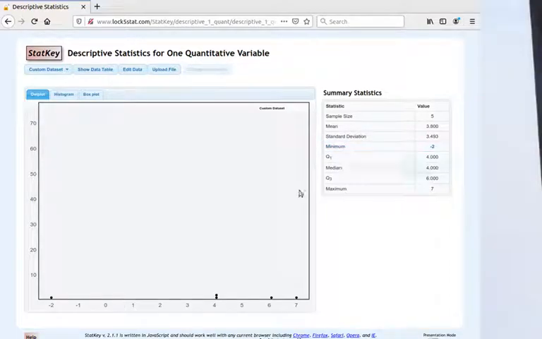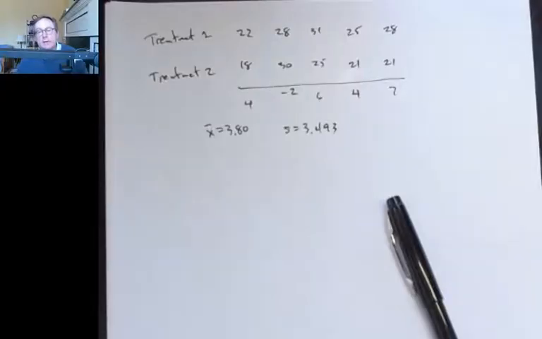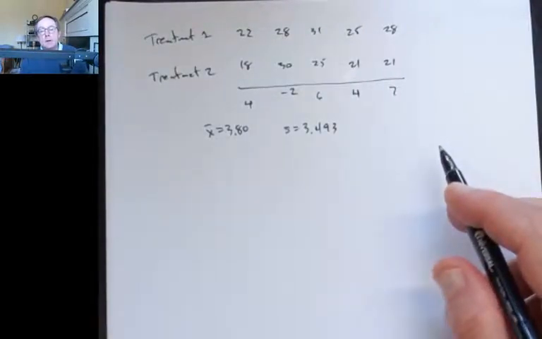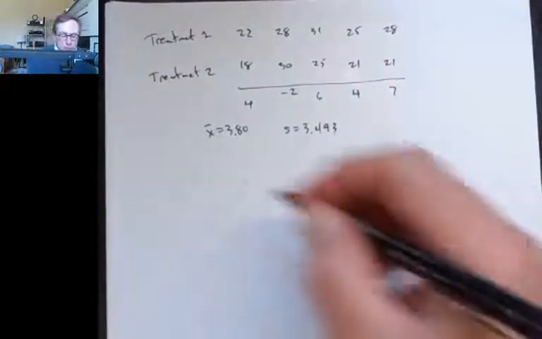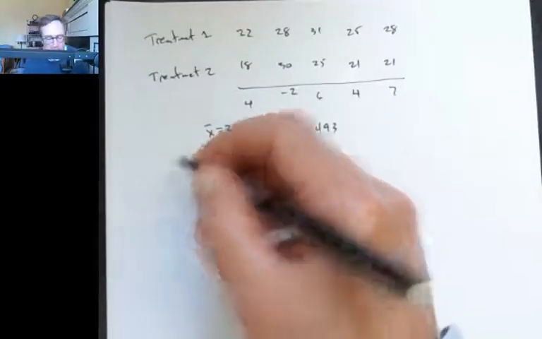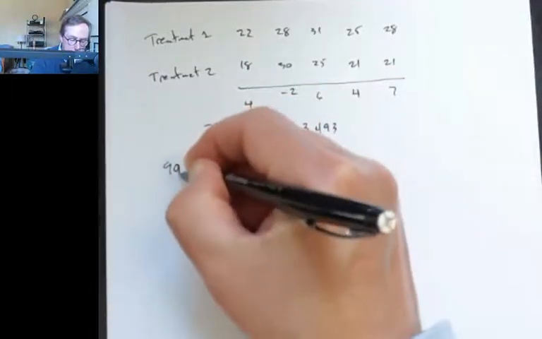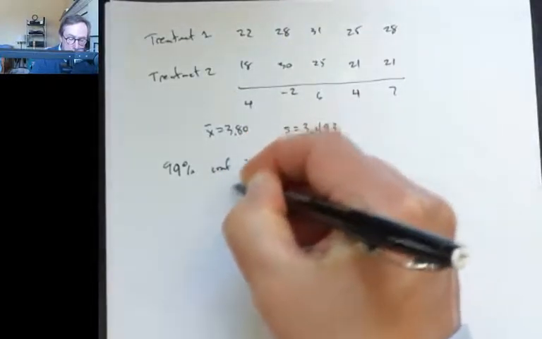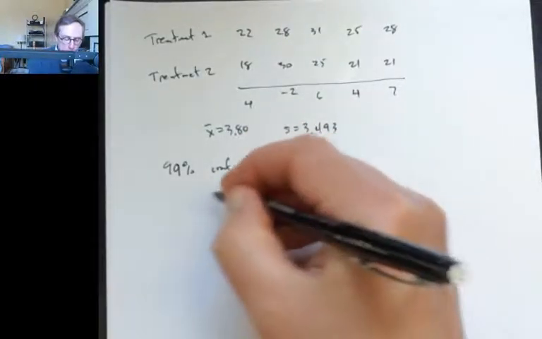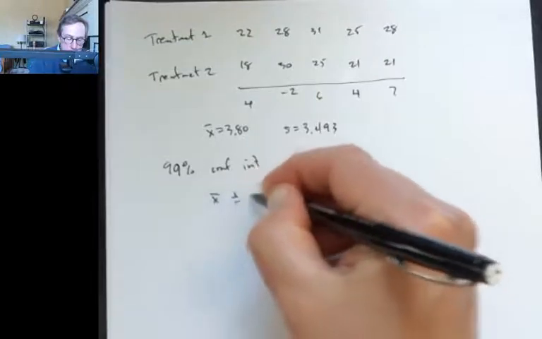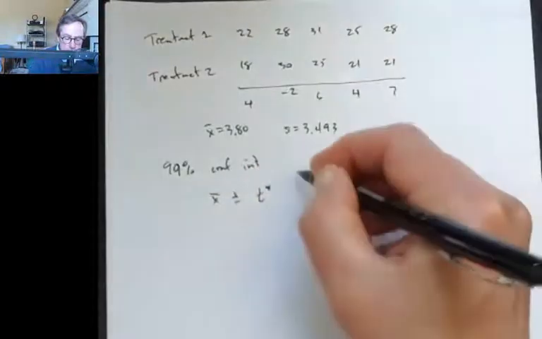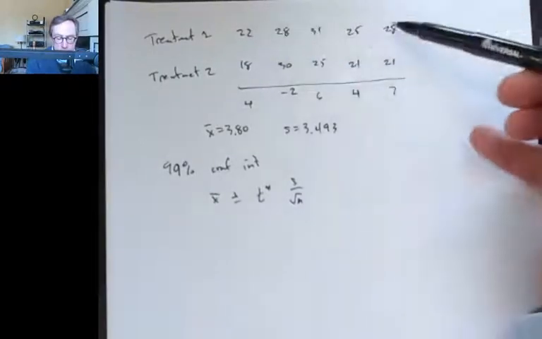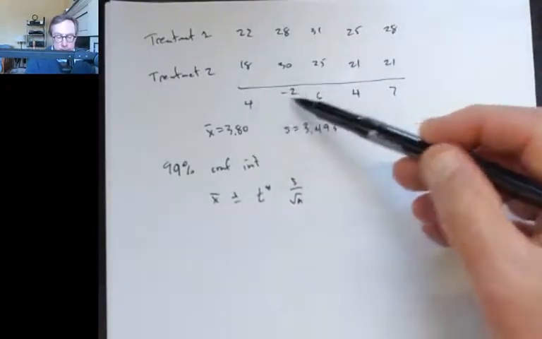Okay, I'll get rid of StatKey here, bring it back later when I need to do the t information. So a confidence interval, what do they want? A 99% confidence interval. So we're looking at x bar plus and minus t star s over radical n. And I know there are 10 numbers here, but n is going to be 5.